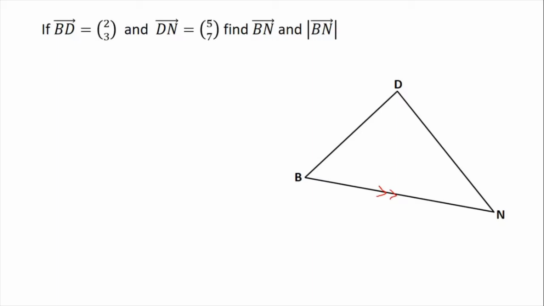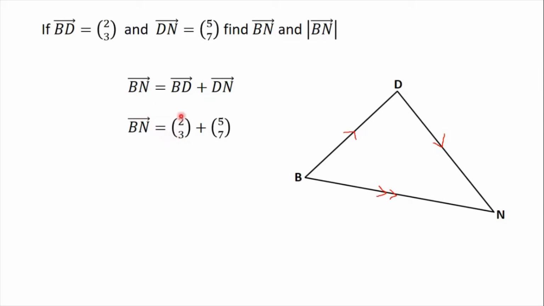We know from the triangular law of vector addition that vector BN, which is our resultant vector, is equal to vector BD plus vector DN. The question gave us vector BD. It also gave us vector DN. So you will not have to change anything or find the inverse of any vector. We just substitute them straight away here and find vector BN.